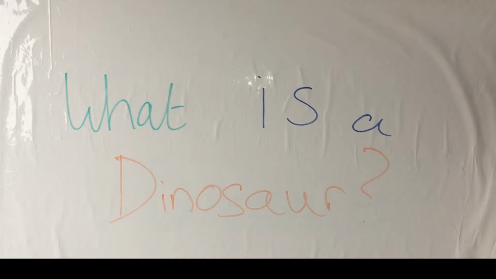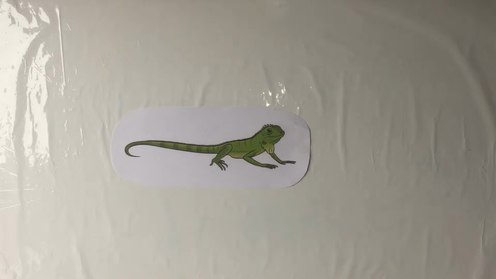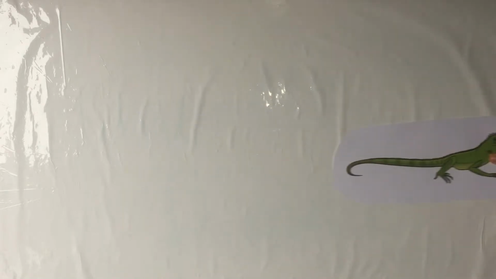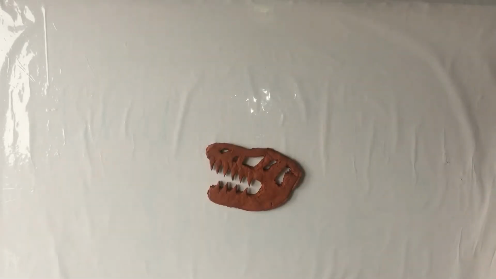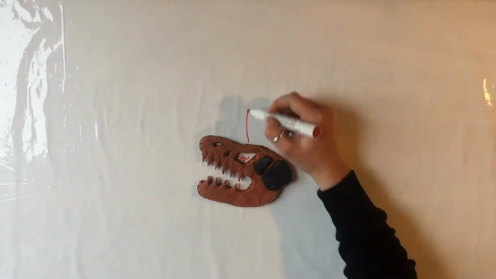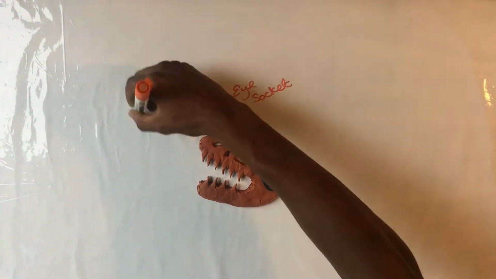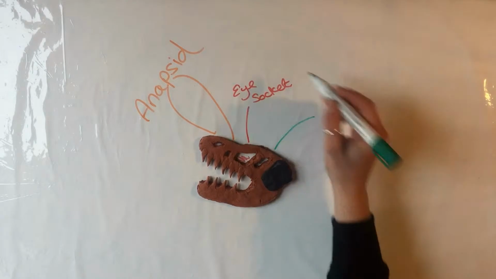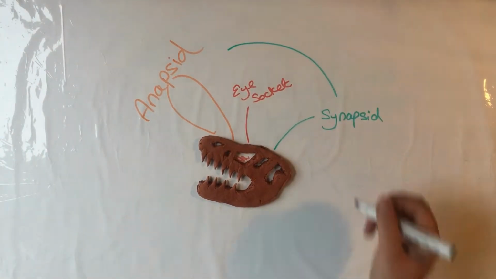So, what is a dinosaur? So dinosaurs are lizards, like the ones we have today, but there's differences between modern day lizards and dinosaurs. Really? How are they different? So the differences can be seen in the skulls. Modern day lizards are either anapsid or synapsid, which means they have either 1 or 2 holes in their skull. Dinosaurs are diapsid, which means they have 3 holes in their skull.